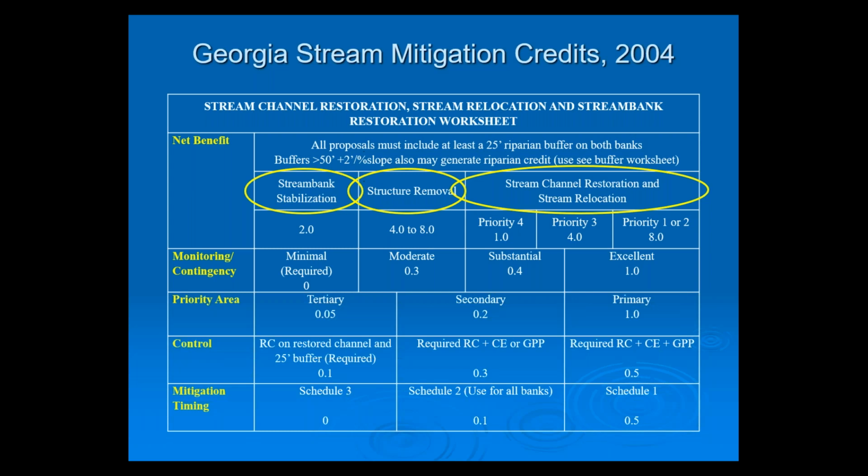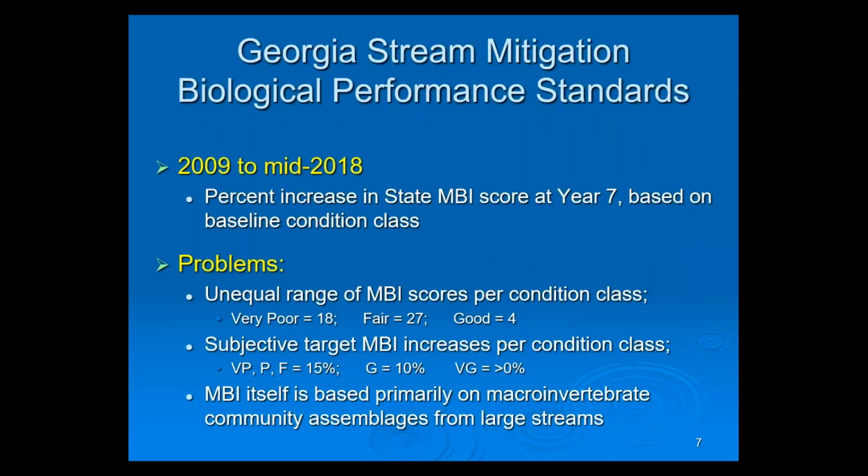So I mentioned the stream biological performance standards that were in place since 2009. These were based on the state of Georgia ambient monitoring program and the multi-metric index that the state uses to assess condition classes for streams in Georgia pursuant to Section 305B of the Clean Water Act.